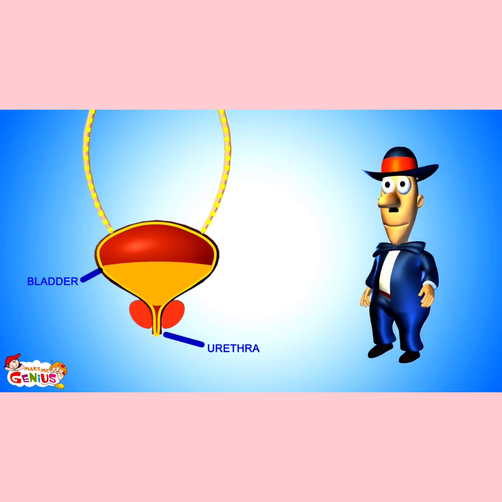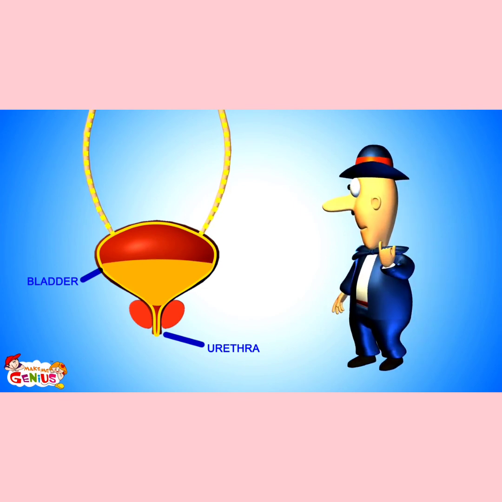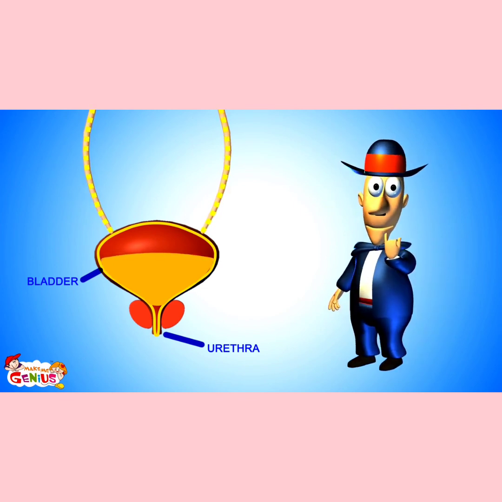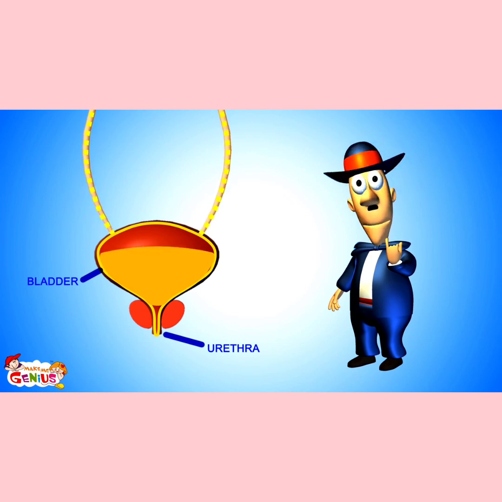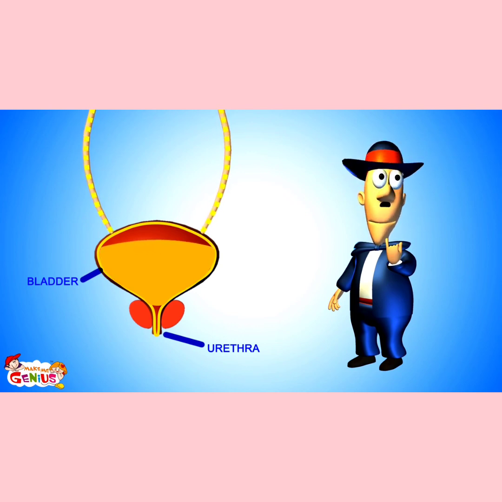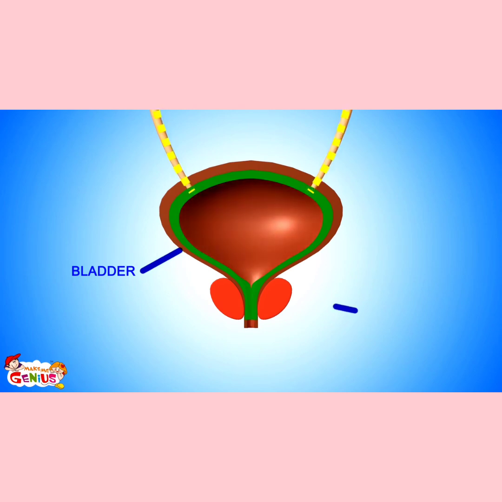Oh, it seems your bladder is full too. Do you want to go to the washroom? Can you hold it in for some time? Do you know which muscle helps you to stop pee for some time? There is a muscle lining around the bladder called the sphincter. It stops and holds the flow of urine until you reach the washroom.